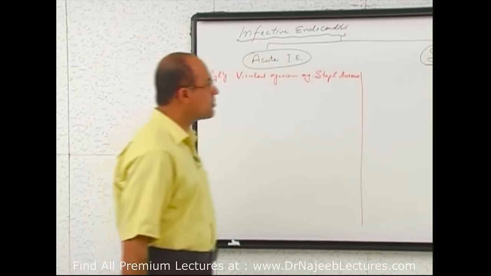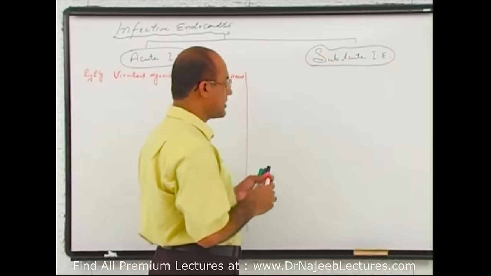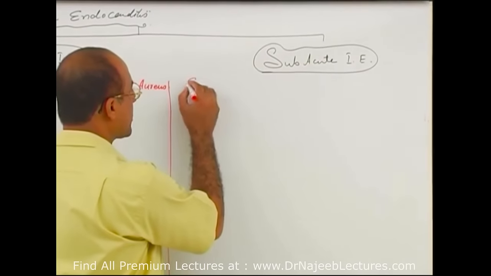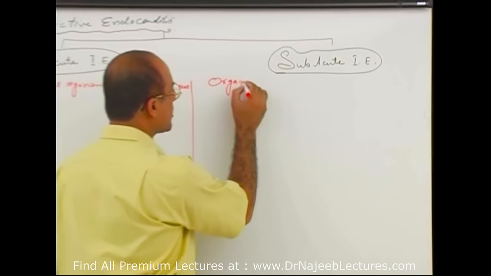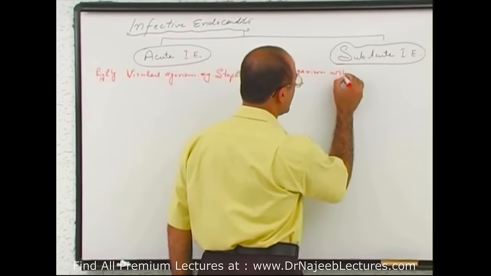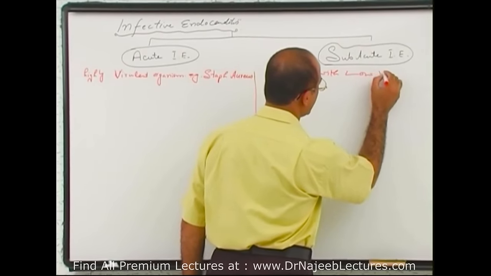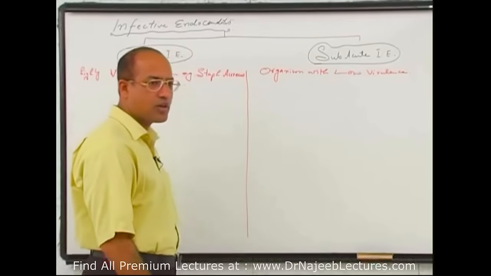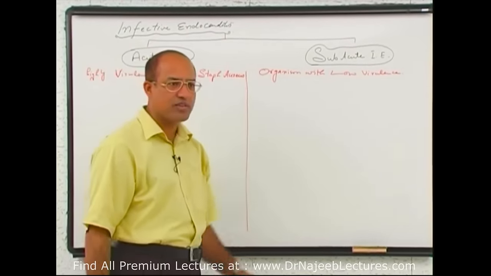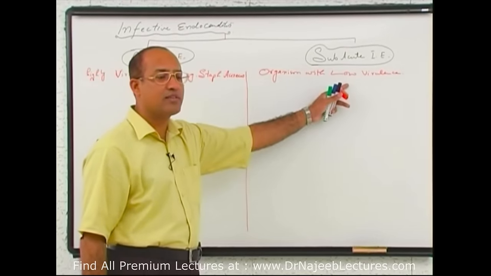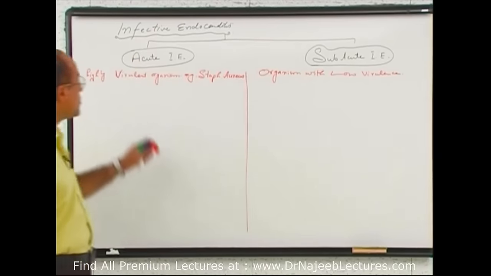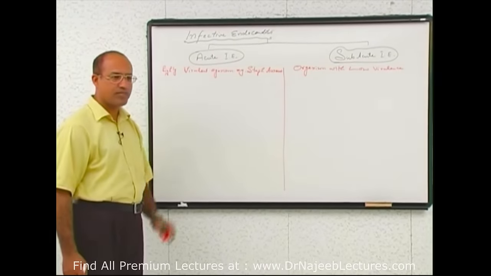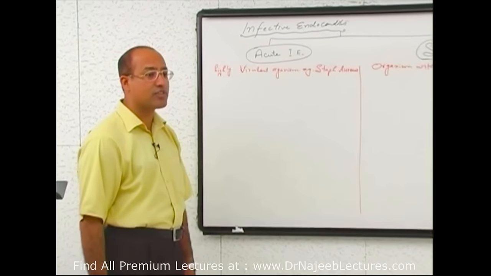Opposite to that, subacute infective endocarditis is usually produced by organisms with low virulence, right, organisms which produce less toxic substances and are less destructive. But acute infective endocarditis is produced by organisms which are highly aggressive and highly destructive.